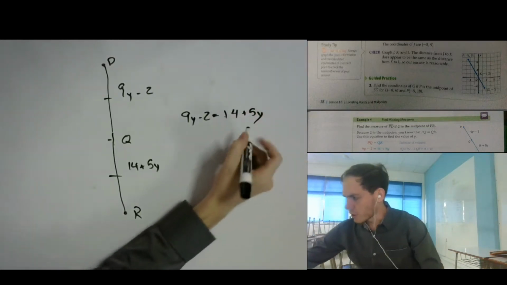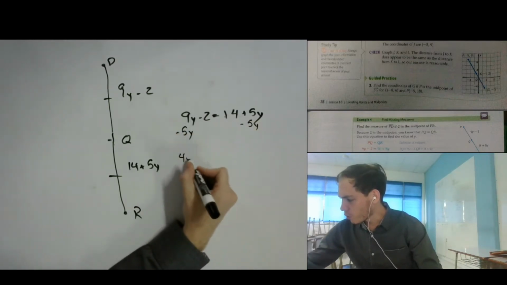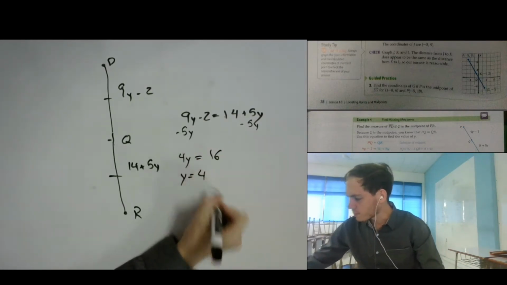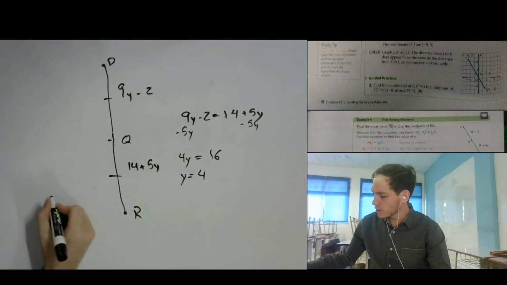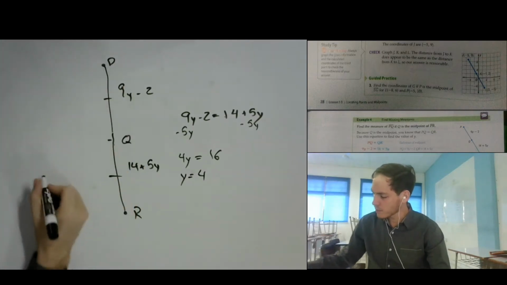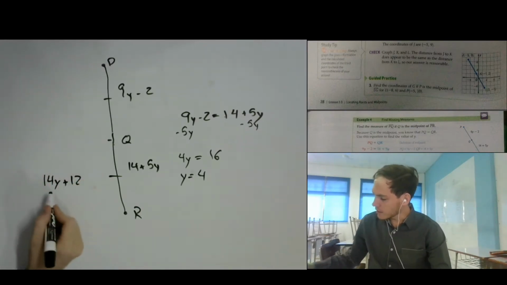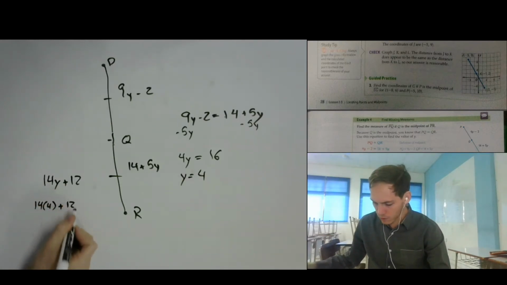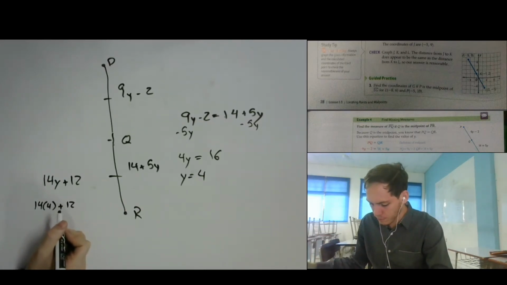So you could set it up this way, solving for y. We do our algebra for y, and then I'm going to get 16 divided by 4, y equals 4. So that's how you do that. And then if you want to find the full length, you add these two together, you get 14y plus 12, and then multiply 14 by 4. What's the midpoint? Now substitute.